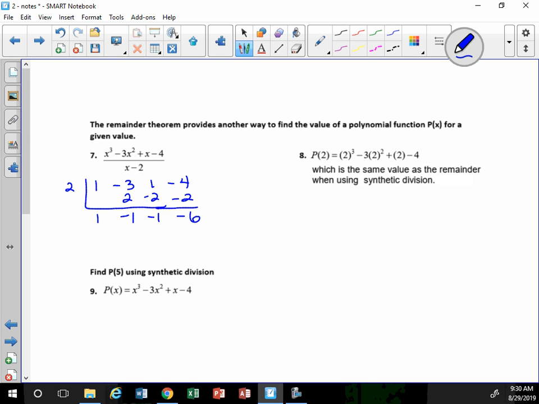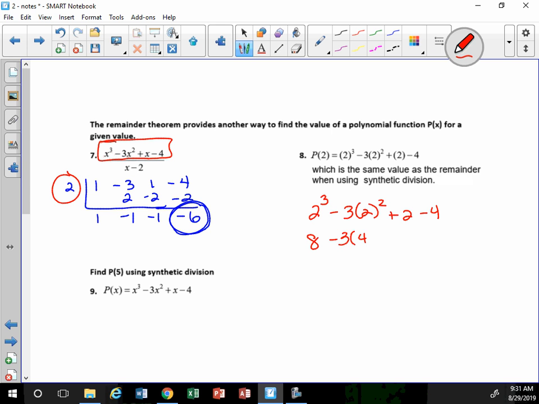All right, what did we get as a remainder? -6. Okay. What the remainder theorem tells us is that if instead of doing synthetic division, I took this 2 over here and plugged it in everywhere there was an x in the numerator, which is what's written out over here. If I did 2 cubed minus 3 times 2 squared plus 2 minus 4. 8 minus 3 times 4 plus 2 minus 4. You would get -6. Okay, what is that the same number as?